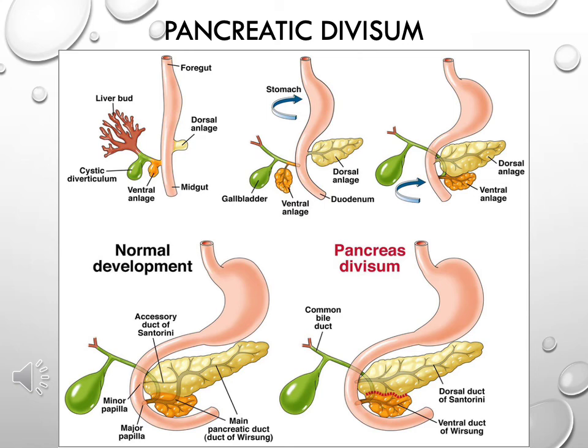In cases with pancreas divisum, union between the ventral duct and the dorsal duct of Santorini fails to happen. This leads to the pancreatic duct being drained by both the minor papilla, which drains most of the pancreas through the dorsal duct and the dorsal bud, while the ventral duct opens in the major papilla and drains only the uncinate process and a small part of the pancreatic head.